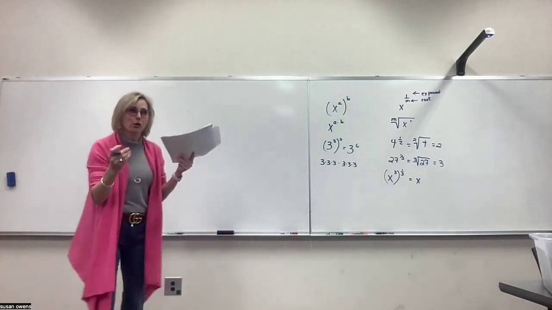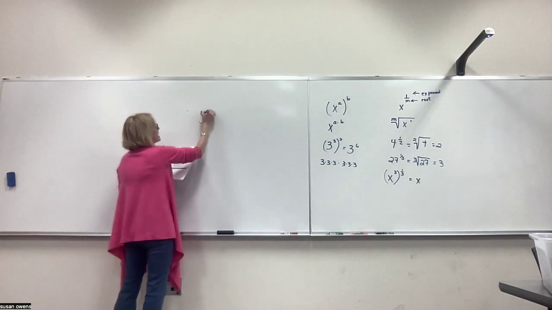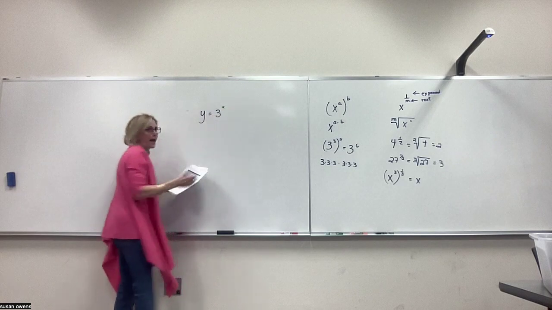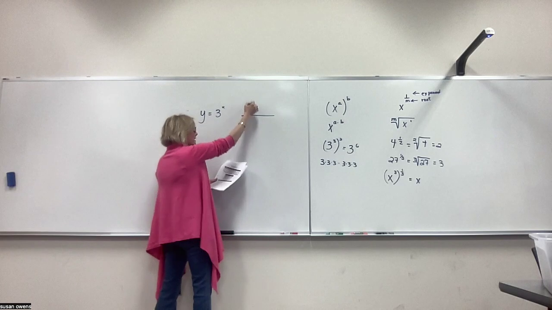Okay, so it's this graph of something that starts off kind of slow and then eventually grows very fast. Okay, so we're no longer dealing with linear functions. All right, so y equals 3 to the x. And how we want to graph this is to make an XY chart.